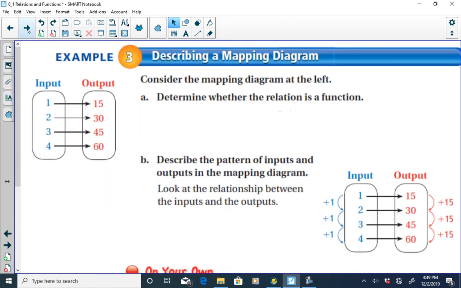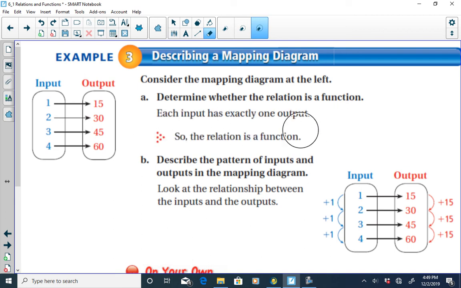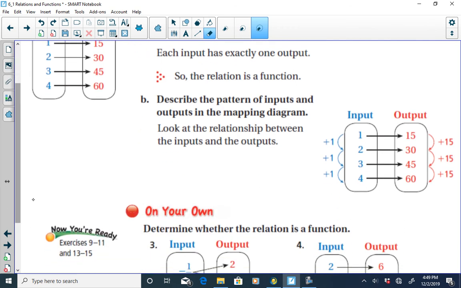All right, so we continue. Consider the mapping diagram to the left. Determine whether the relation is a function. If we look at this first example, for every input there's exactly one output. So we know that relation is a function, because for each input there's exactly one output. Describe the pattern of inputs and outputs: when the input increases by 1, the output increases by 14. And that would be a good description there.